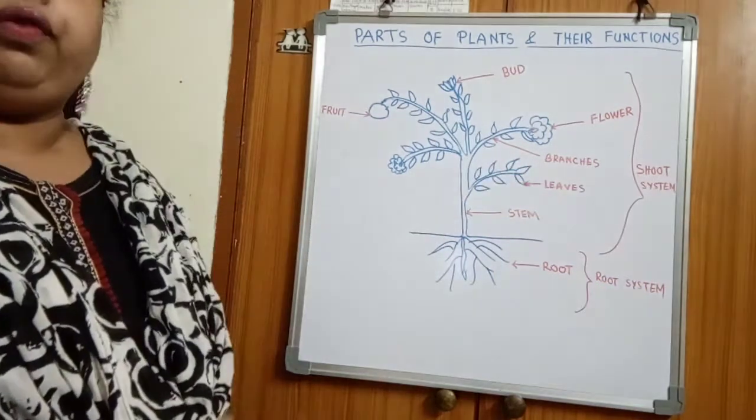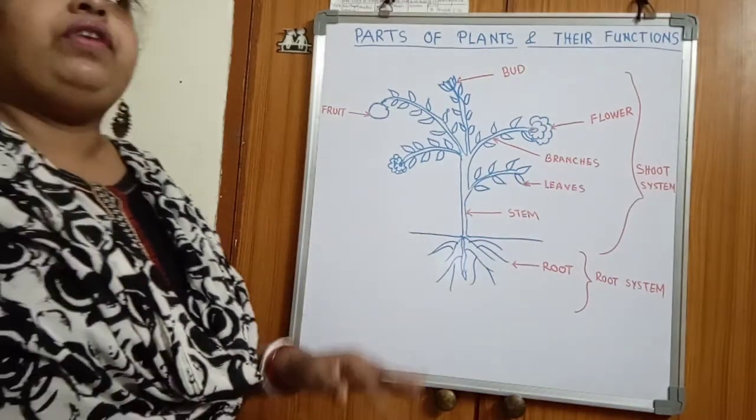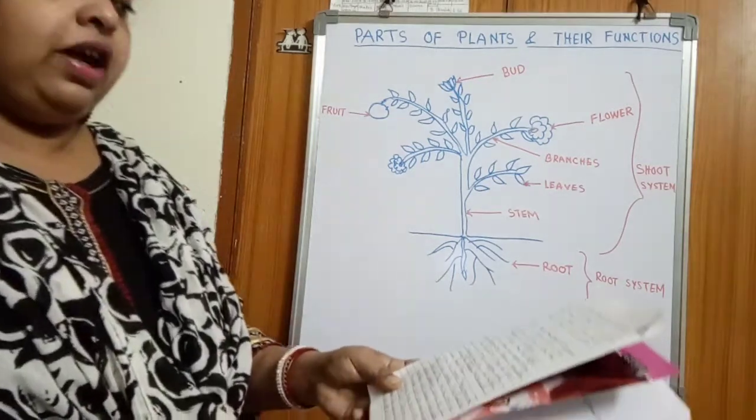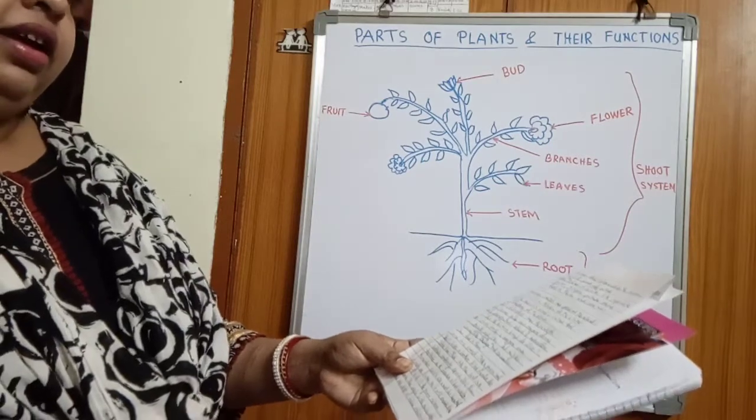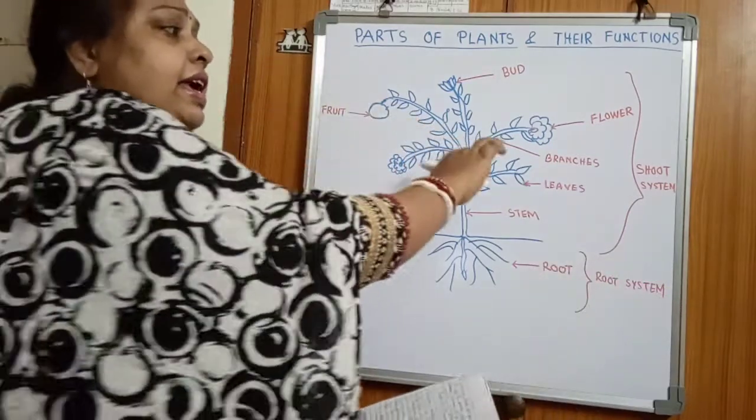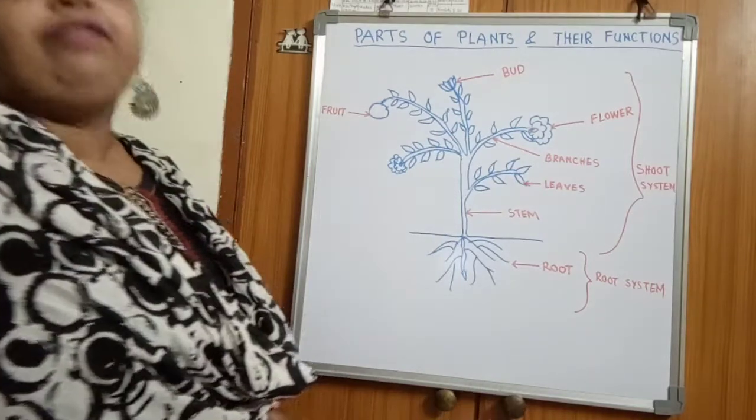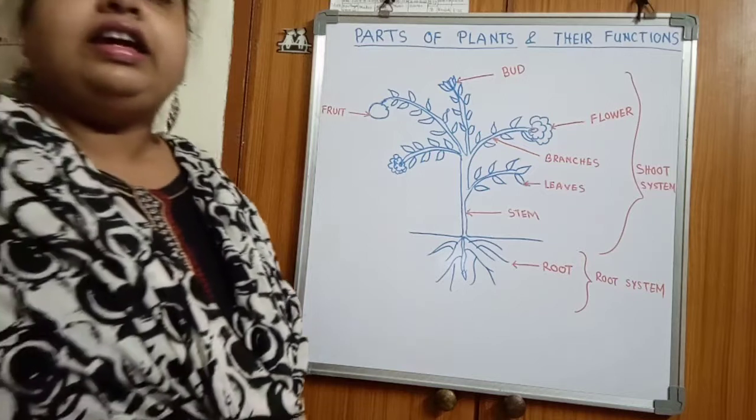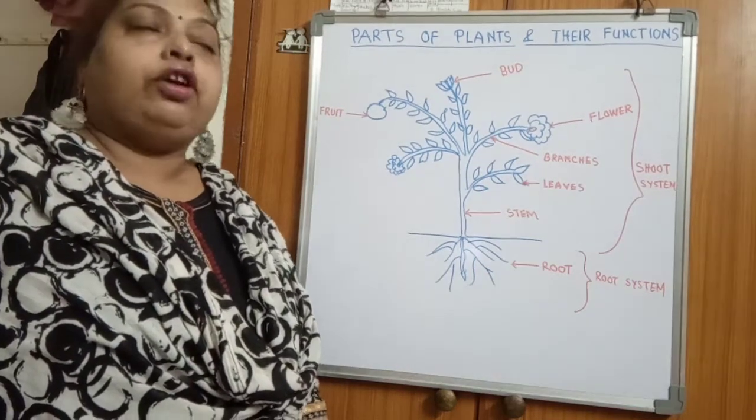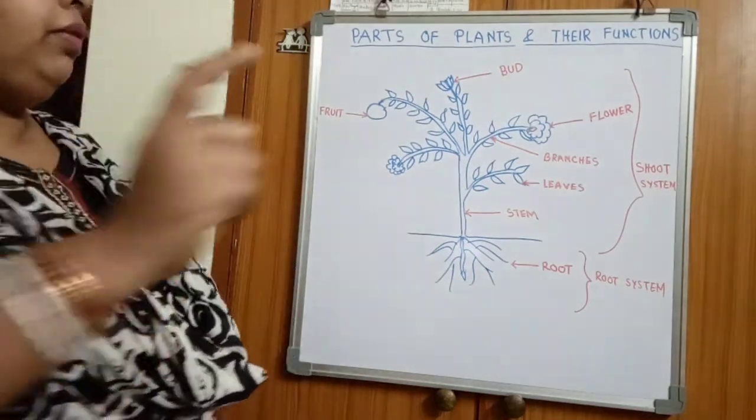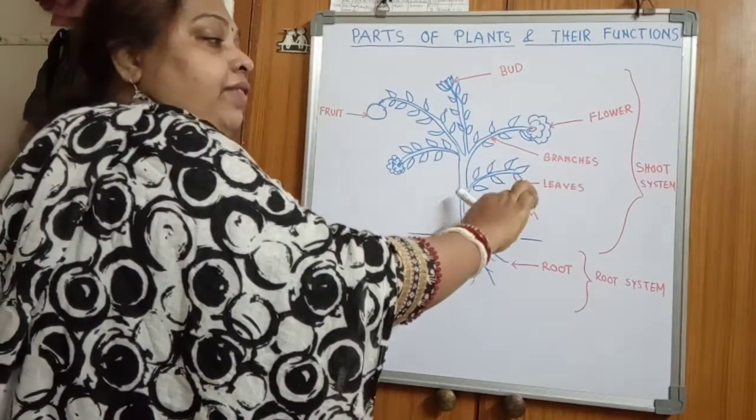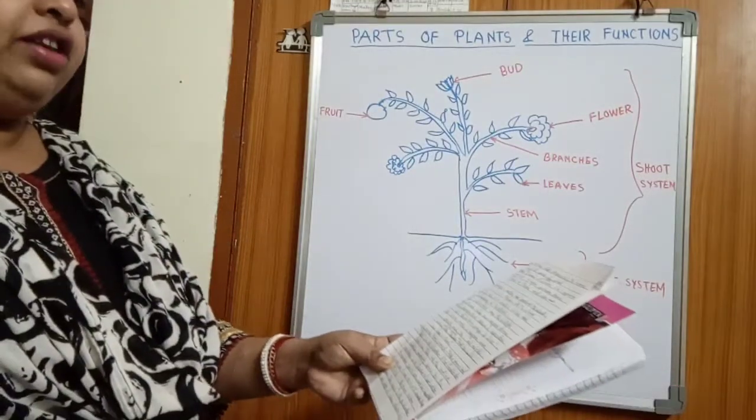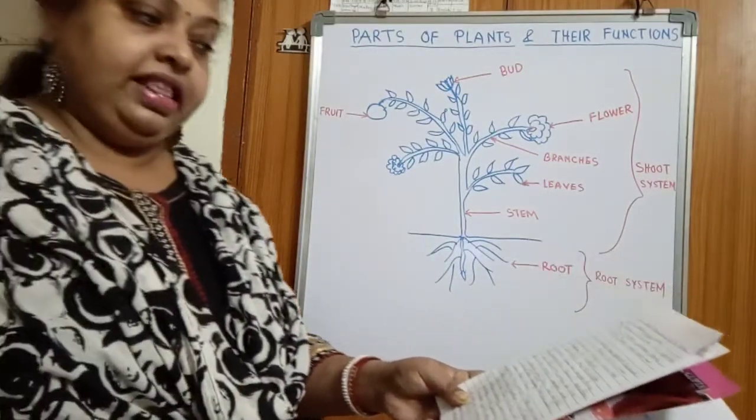Leaves contain chlorophyll, and this chlorophyll helps in the process of photosynthesis. So if we list down the functions of the leaves, we can say that the first function is leaves give out oxygen and take in carbon dioxide during the process of photosynthesis.